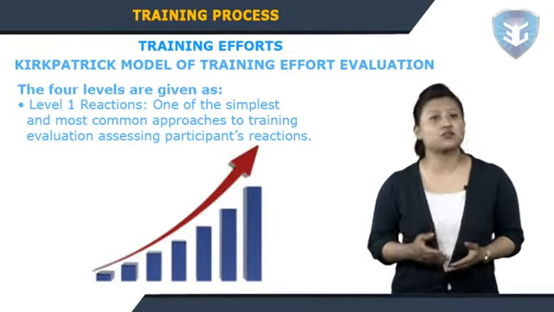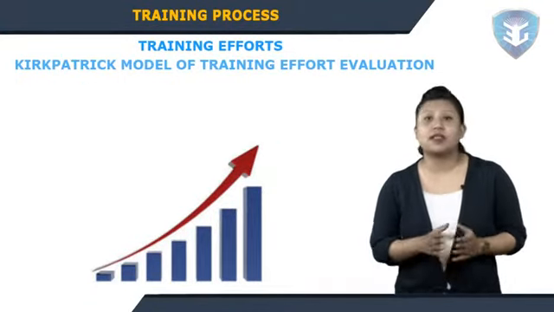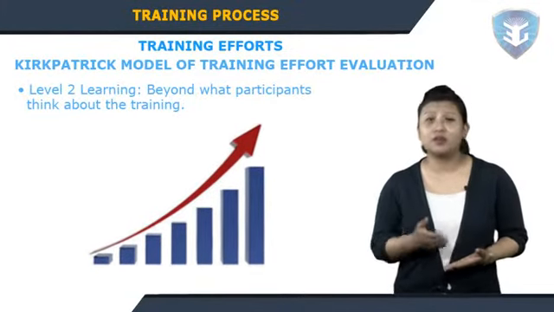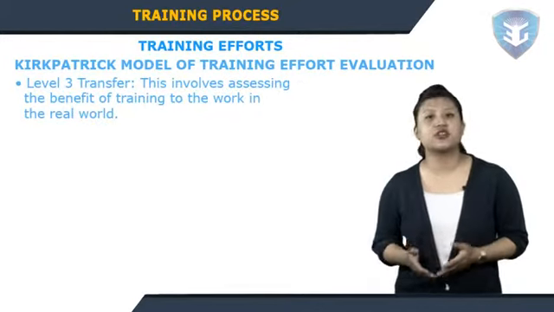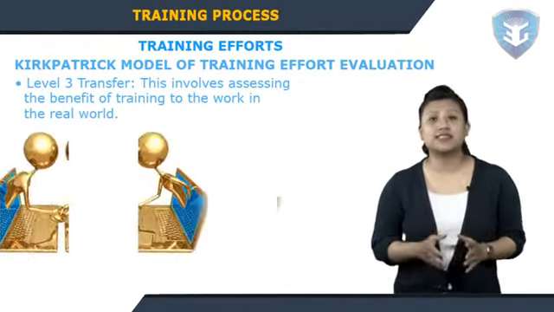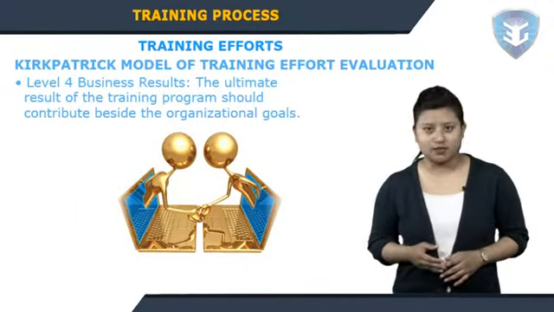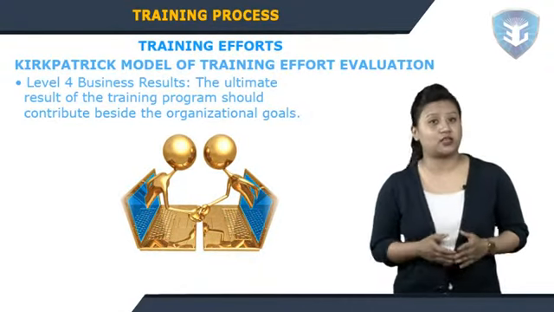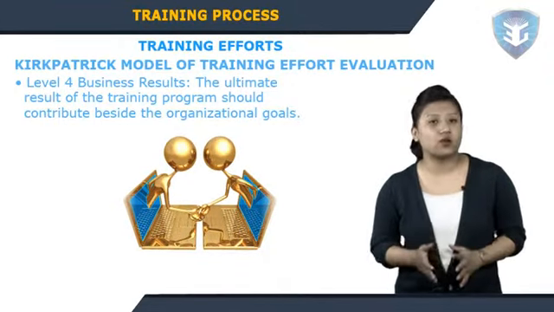One of the simplest and most common approaches to training evaluation, assessing participants' reactions. Level 2, learning. Beyond what participants think about the training, it might be a good idea to see whether the trainees actually learned anything. Level 3, transfer. This involves assessing the benefits of training to the work in the real world. Level 4, business results. The ultimate result of the training program should contribute besides the organizational goals like increased productivity, fewer employee complaints, decreased cost and waste, profitability.